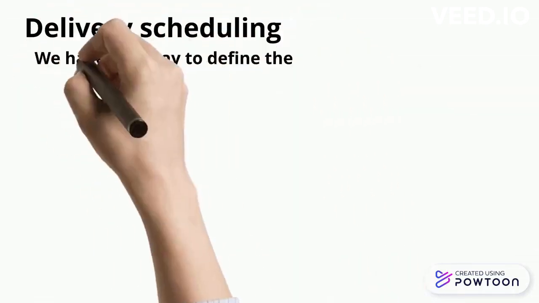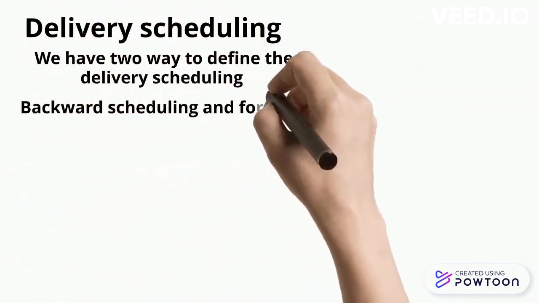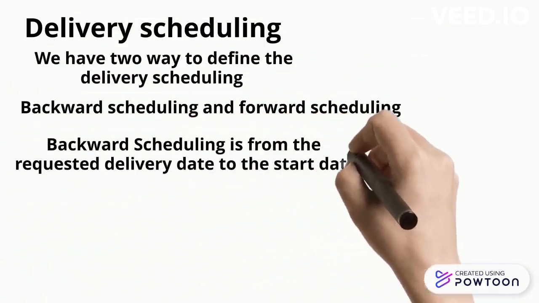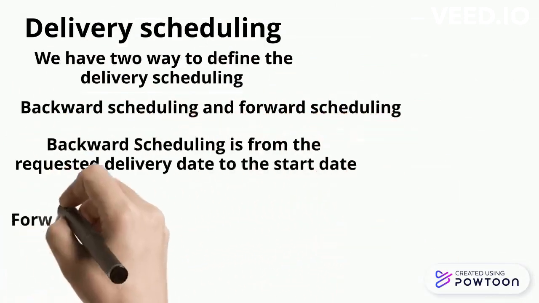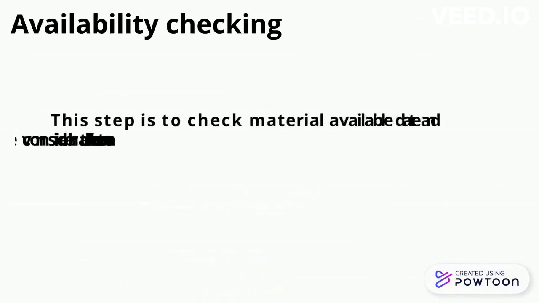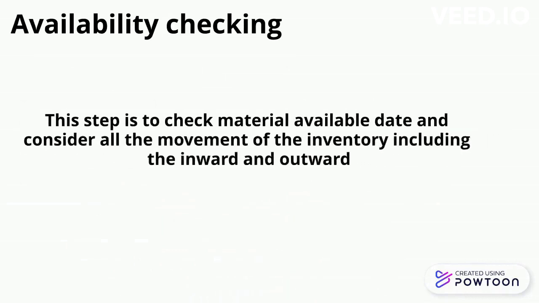We have two ways to define the delivery scheduling: backward scheduling and forward scheduling. Backward scheduling is from the requested delivery date to the start date. Forward scheduling is from the order date to the delivery arrival date. This step is to check the material available date and consider all the movement of the inventory, including inward and outward.